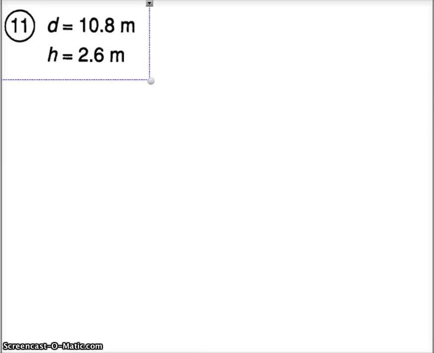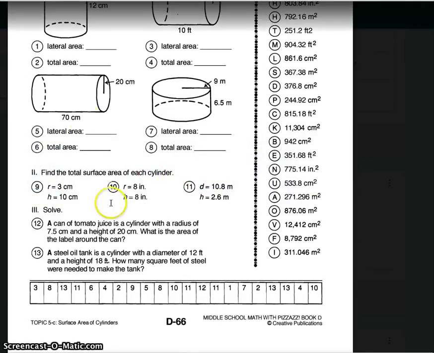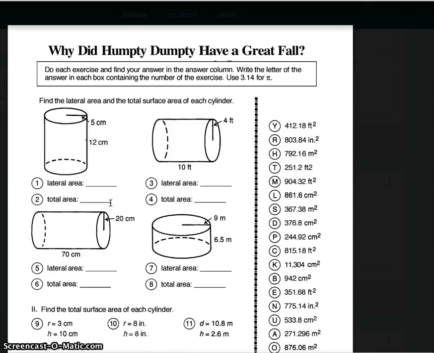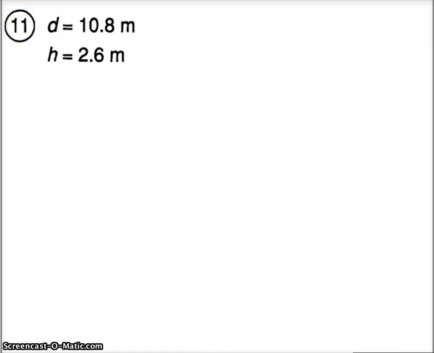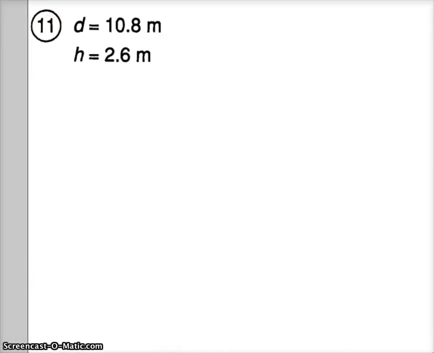Okay, so by request, this is question 11 and 13. The Humpty Dumpty question is asking for lateral surface area. So let's go ahead and draw this out real quick. This means that we have a cylinder with these dimensions.